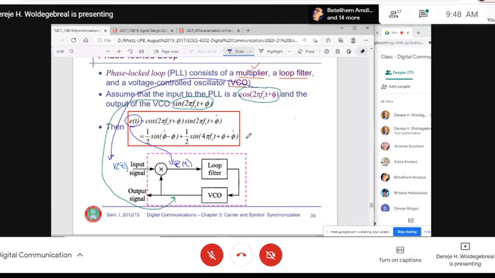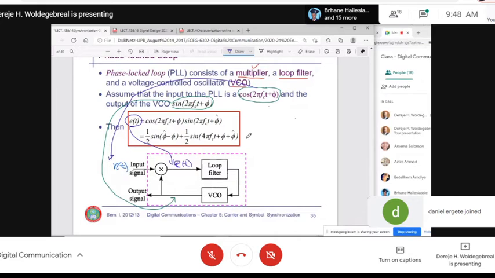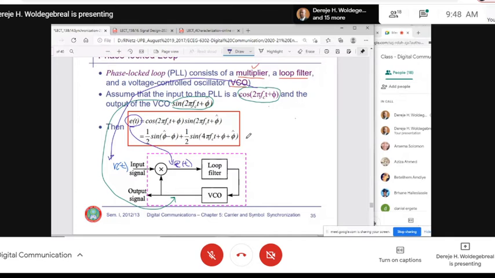You apply a trigonometric identity: cosine of A times sine of B is 1/2 sine of A minus B plus 1/2 sine of A plus B. This is a trigonometric identity. So the difference of the two angles, where 2 pi fc t is common, would give sine of phi hat minus phi, plus the sum of the two would give you the second term. This is a term whose frequency is 2 times the center frequency fc.